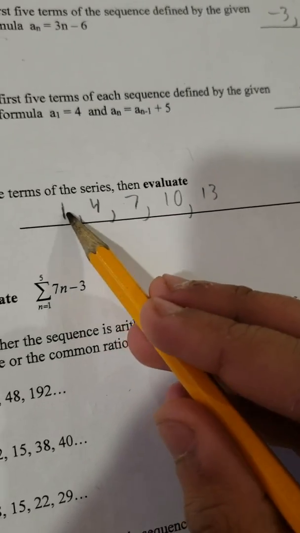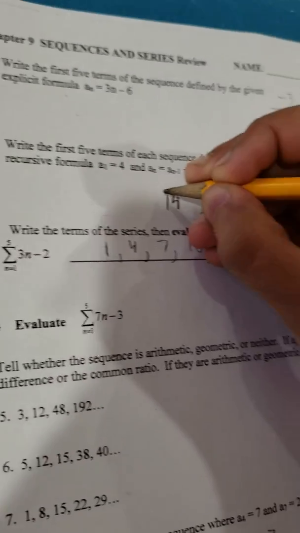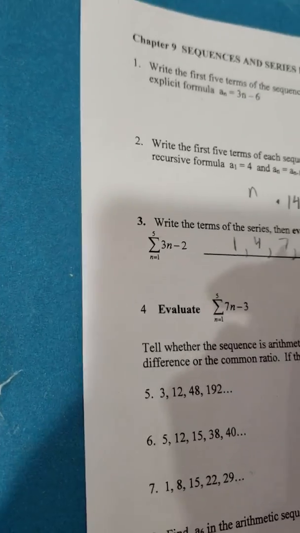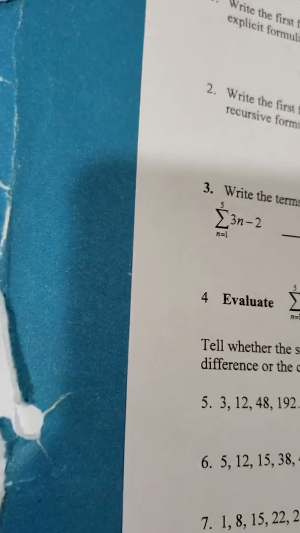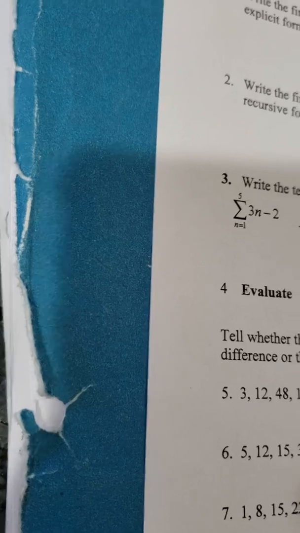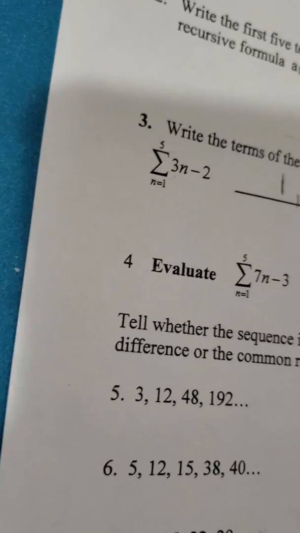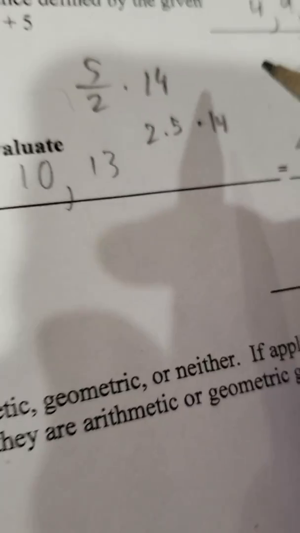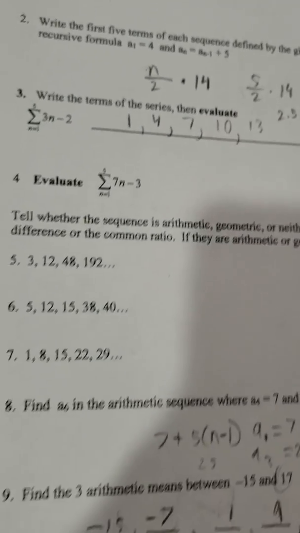You could also do 1 plus 13, and then you get 14, and then multiply 14 by the amount of terms in the series, which is 5. In this situation, 5 divided by 2 is 2.5, and multiply that by 14, so it's 2.5 times 14. That equals 35. 7 plus 28 is 35.